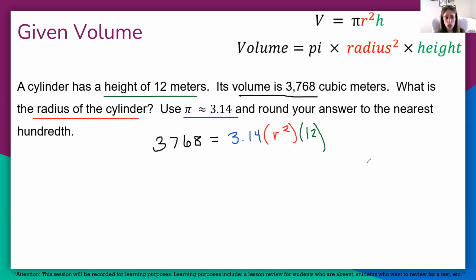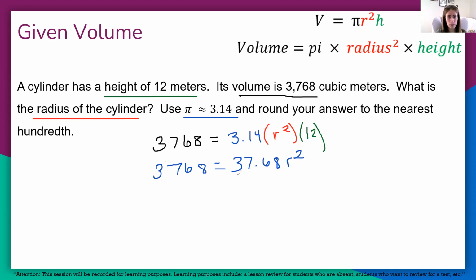Remember from Monday when we talked about the fact that you can multiply in any order when it is straight multiplication. Therefore, we can go ahead and multiply 3.14 and 12 to work on simplifying that side of our equation. What would be 3.14 times 12? That is 37.68 times radius squared. All right, we've simplified all we can.